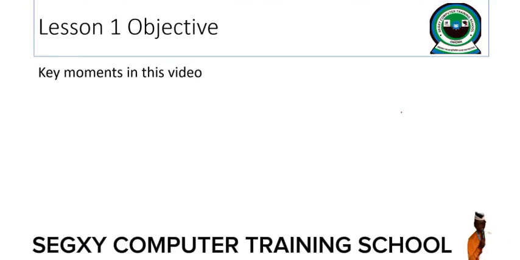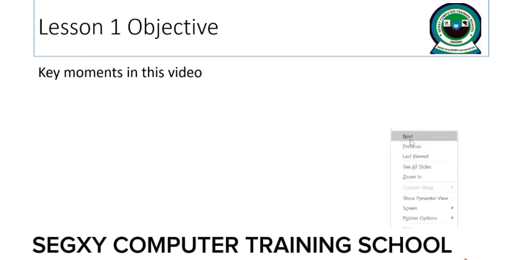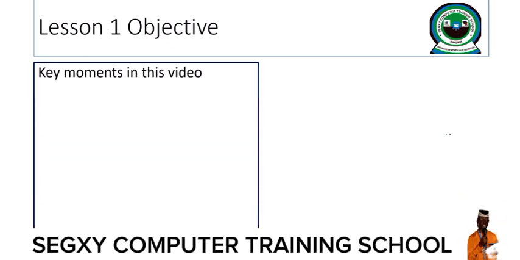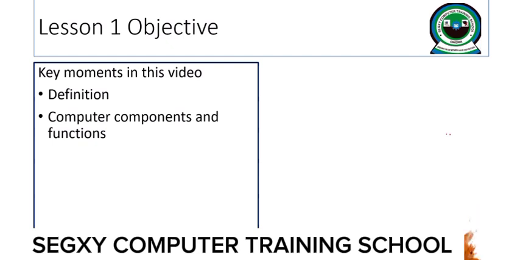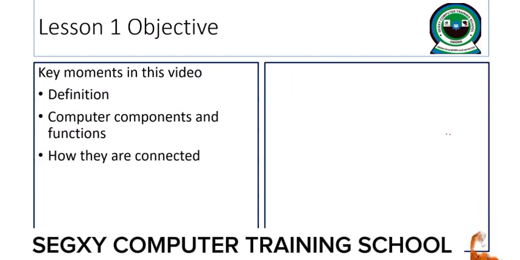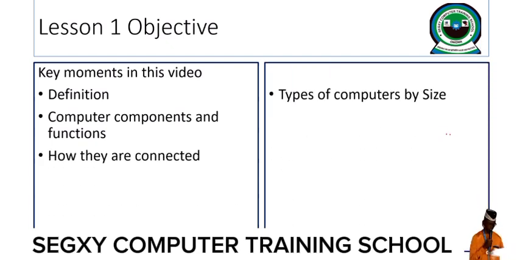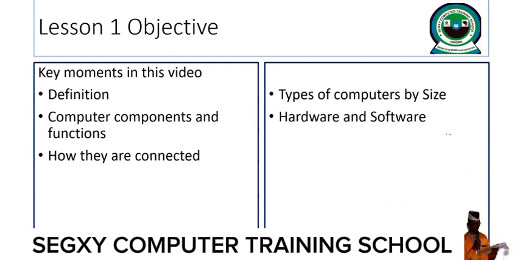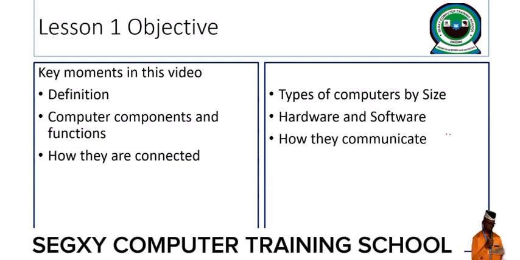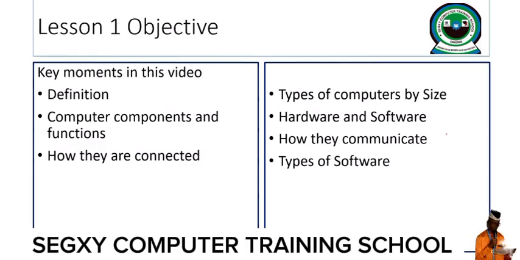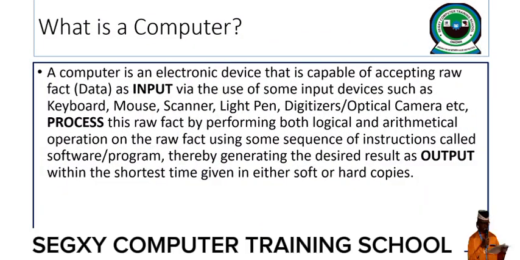The next slide now. In this particular introductory class for the beginner, we are going to start from the beginning. What are the key moments that you are going to be learning in this video? Let's look at them quickly. We are going to be talking about the definition, computer components and their function, how the computers are connected, then types of computers by size, hardware, software, what are they, how do they communicate, and then what are the types of software that we have. Now let's get started.